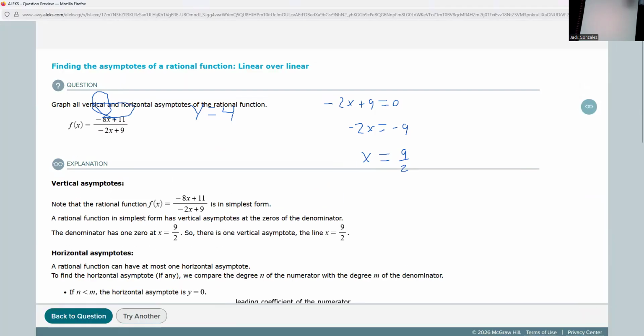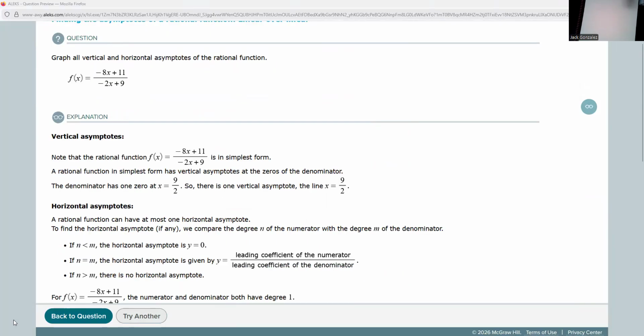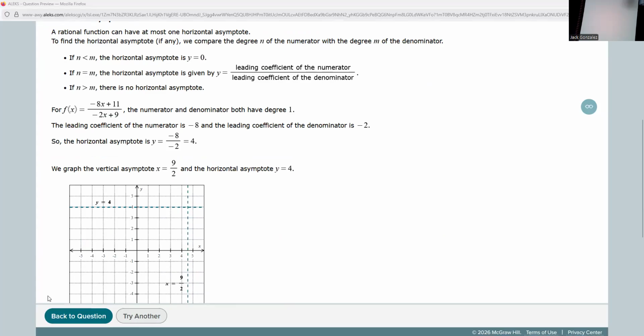Let's look at the example for a little more detail. So there it is. They set this to 0, and that's how they got this number. We just did that. And then we saw the degrees are equal, right? N is the degree of the top, M is the degree of the bottom. Since they are the same, we have case 2. See, right here: numerator and denominator both have degree 1. Therefore, divide this. Thus, the horizontal asymptote is there. And then you just plot them on the graph. Nothing crazy.